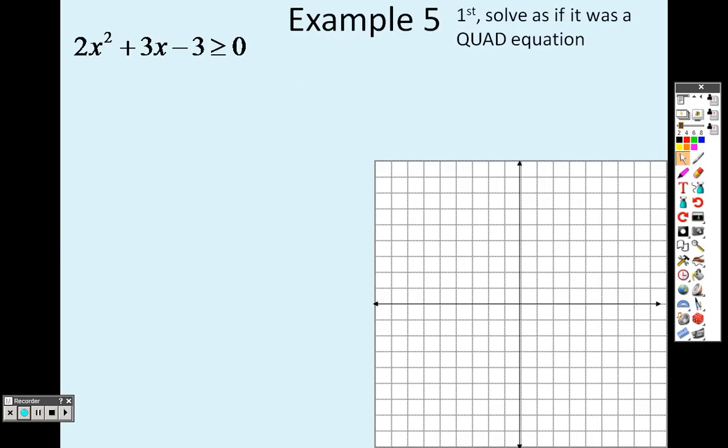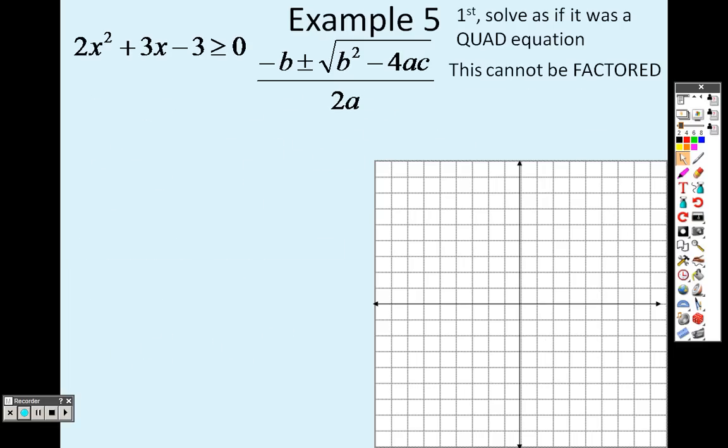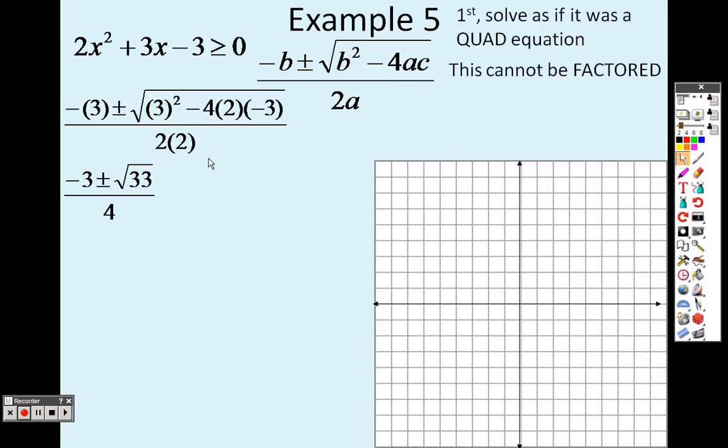Take a look at this one. We have to try to factor this. Since it can't be factored, we're going to solve it using the quadratic formula. B is 3, A is 2, C is -3, so I plug them all in. And I get -3 plus or minus the square root of 33, over 4. I get about 0.69 and -2.19. So when I plot those, there's 0.69. There is -2.19.